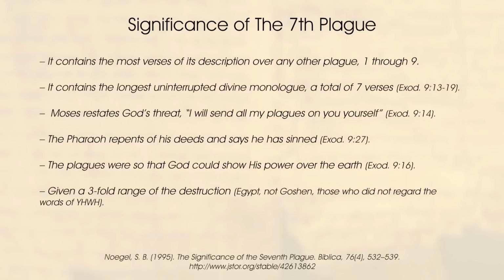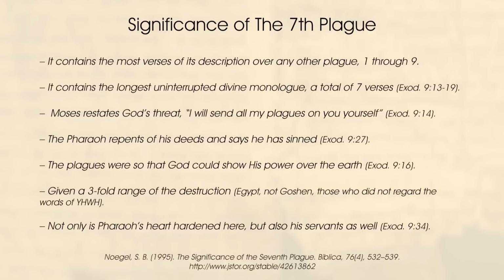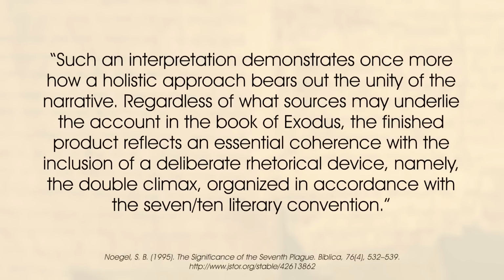Greta Hort noted we are given a threefold range of the destruction. The hail fell on Egypt, not the land of Goshen, and upon those in Egypt who did not regard the words of the Lord. And not only is Pharaoh's heart hardened here, but also his servants as well. Nagel says, such an interpretation demonstrates once more how a holistic approach bears out the unity of the narrative.